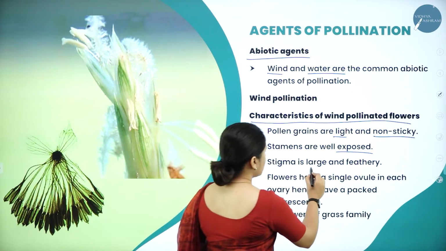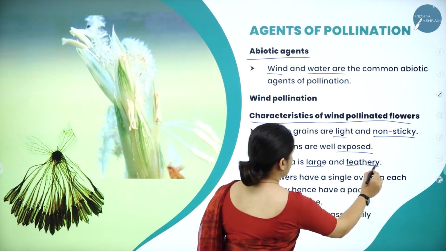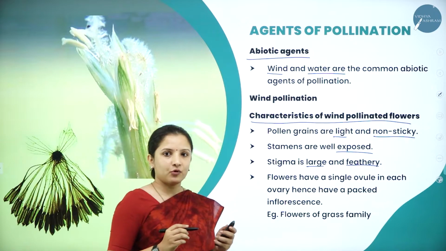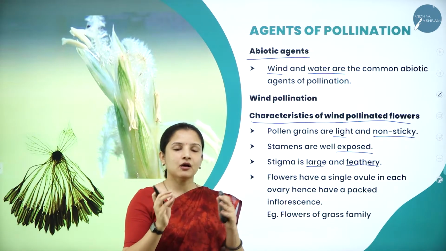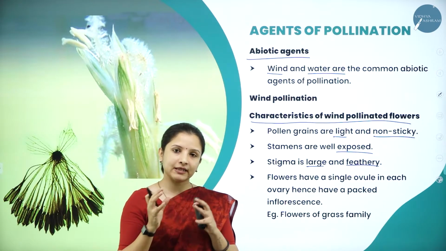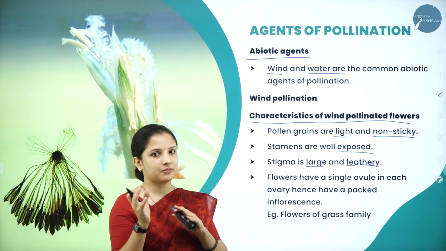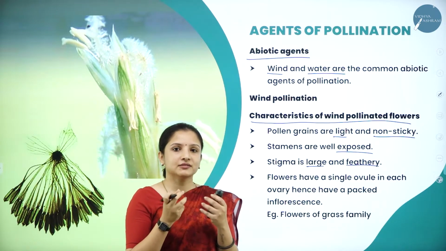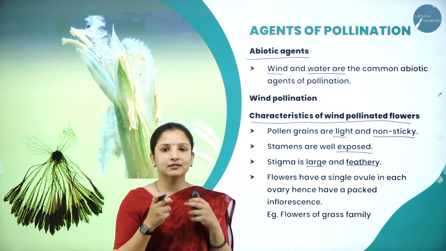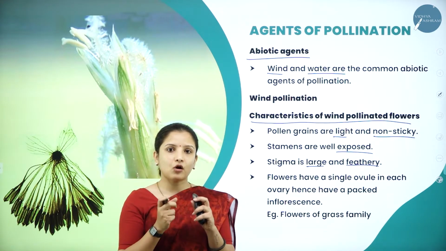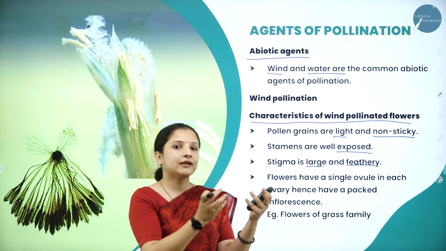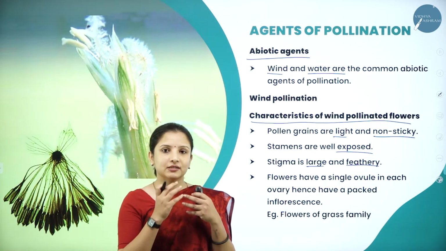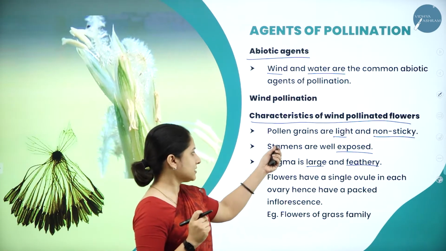And the stigma is large and feathery. So the stamens are well exposed, and the wind can carry the pollen grains easily from the stamen to the stigma. The stigma is the receptive organ now. What is a receptive organ? A receptive organ means the one that receives. In this case, the one that is receiving the pollen grain is the receptive organ, which is the stigma.